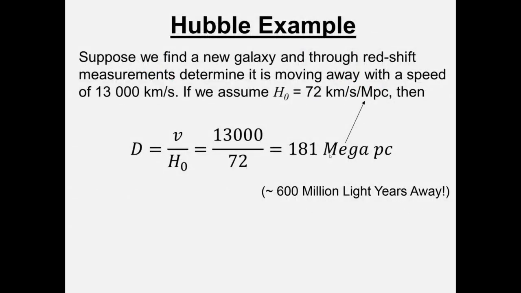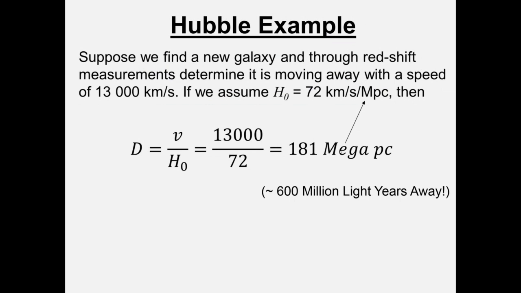So let's look at a numerical example. Let's say we know the speed and we want to figure out the distance. Speed equals Hubble's constant times distance. If you divide both sides by Hubble's constant, you can say distance equals speed divided by Hubble's constant. So let's say we use the Doppler effect to figure out the speed of a very distant galaxy moving away from us at 13,000 kilometers per second. Hubble's constant, I already told you, is 72 kilometers per second per megaparsec. 13,000 kilometers per second divided by 72 kilometers per second per megaparsec ends up giving us 181 megaparsecs.